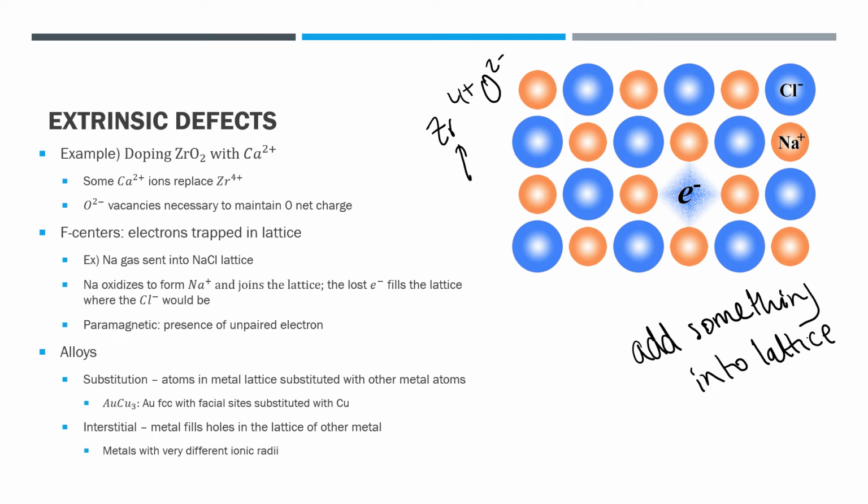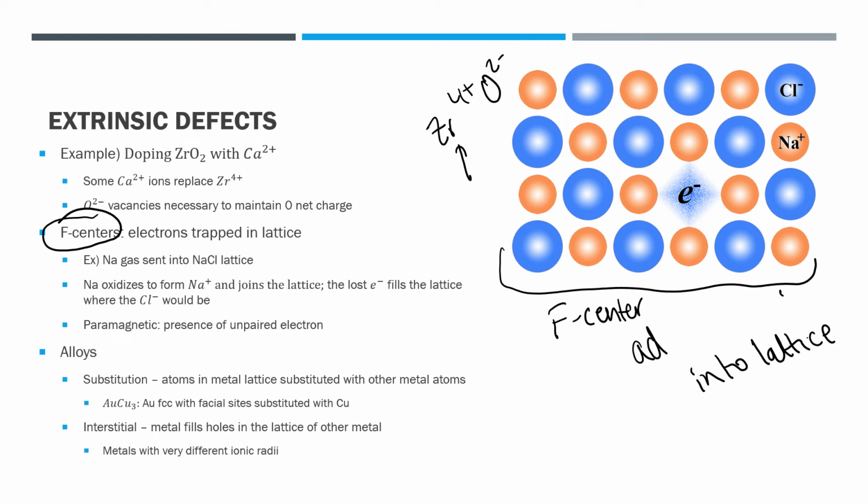Another example of an extrinsic defect is an F center, and these are really quite interesting. I'm not going to go into them too much in this video, but an F center is electrons that are trapped in a lattice. So that's what this picture is showing. This is an F center.